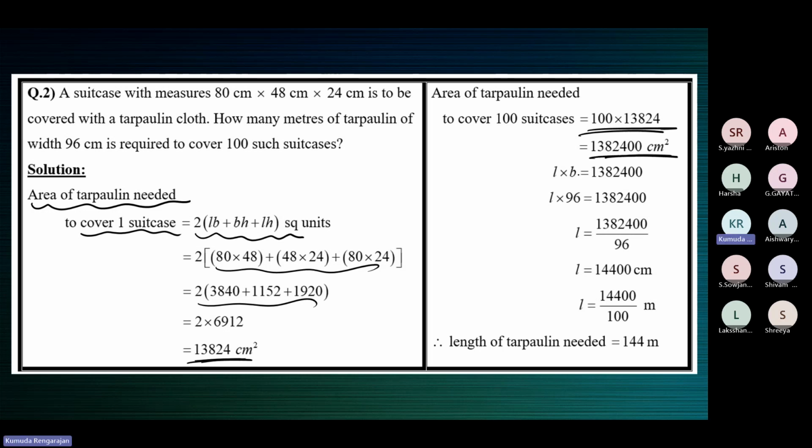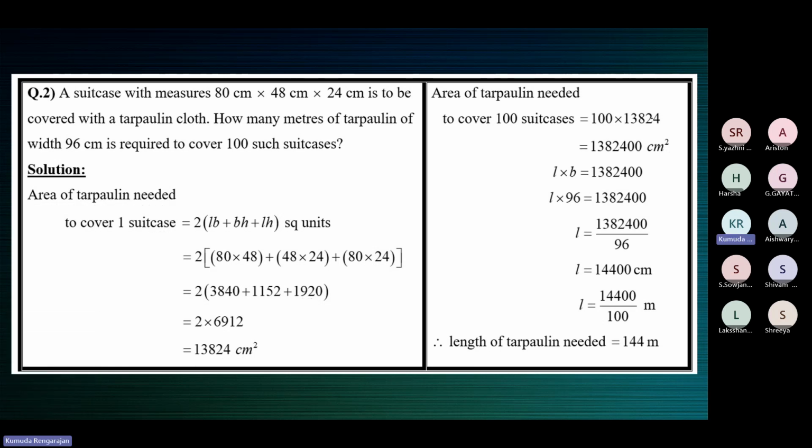Now, why have I equated this to L into B? Because we need this area of tarpaulin, and in the market, when you buy the material, it is rectangular in shape. So L into B should give you this area because the fabric is rectangular. Tarpaulin is rectangular.